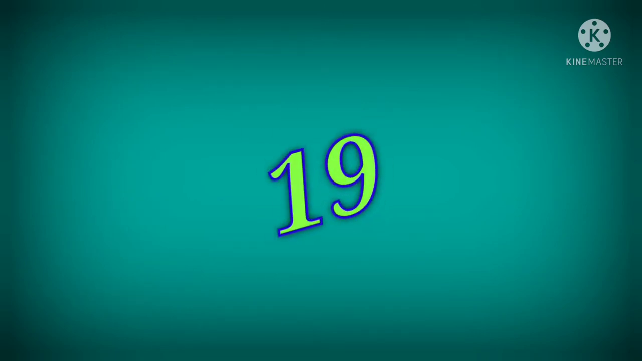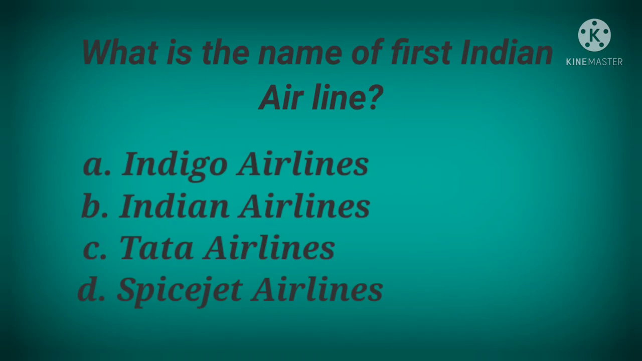Question number 19. What is the name of first Indian airline? Options are Indigo Airlines, Indian Airlines, Tata Airlines, SpiceJet Airlines. Answer is Tata Airlines.